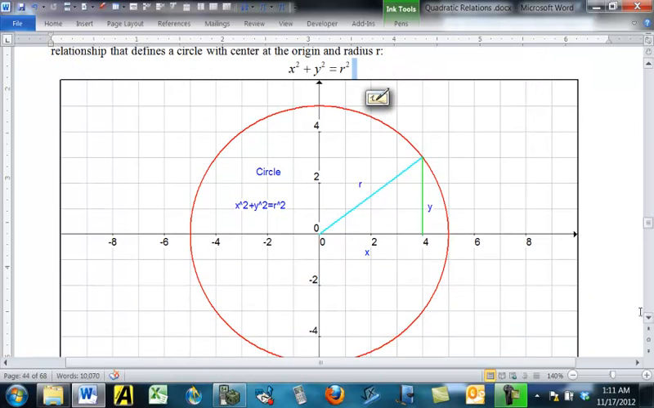So if we take something that looks like x squared plus y squared equals r squared, where r is a fixed number, like in this example r is 5, that gives us a circle centered at the origin of radius 5. If you take this point right here on the circle, it has coordinates x, y. This is the absolute value of x, this is the absolute value of y. Square those, you get x squared and y squared. They add up to be r squared by the Pythagorean theorem. So the equation of this circle is x squared plus y squared equals r squared.